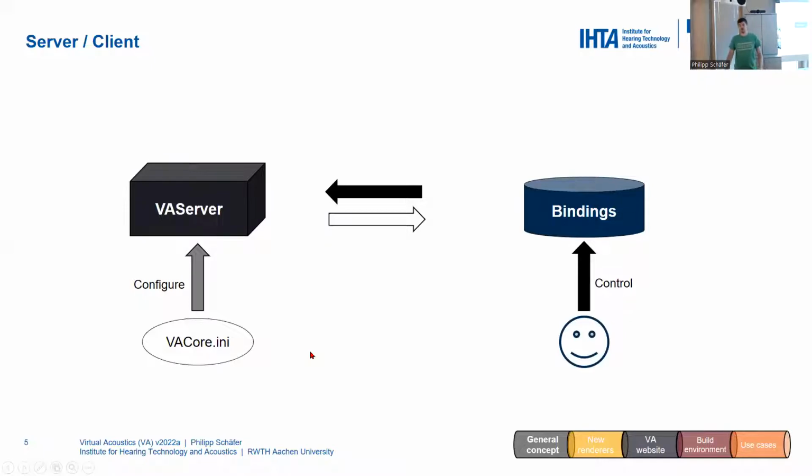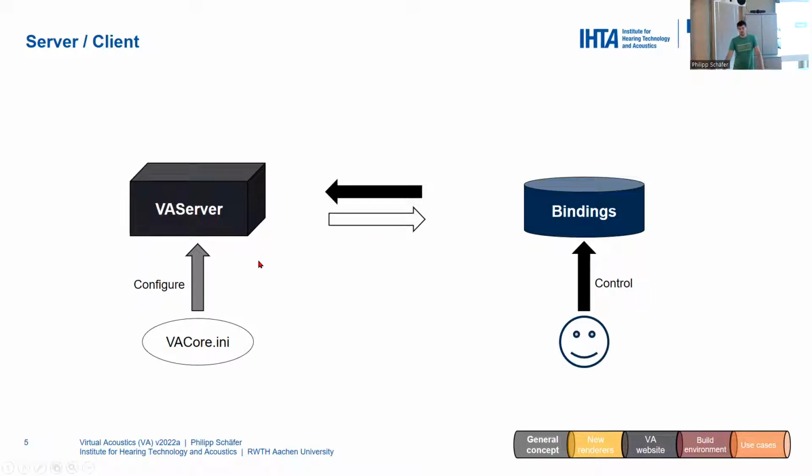VA works with a server-client concept. That means we have on the one side the VA server, which is the actual application that is running, that is doing the audio processing. On the other side, we have the bindings, which a user can use to talk with the VA server over a network protocol. And this means that the server and the interface the user is talking to don't have to be on the same computer. They can be on different computers in the same network.